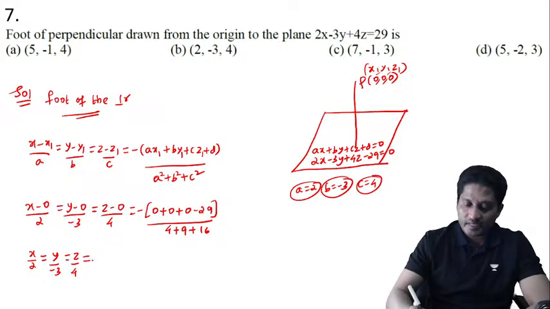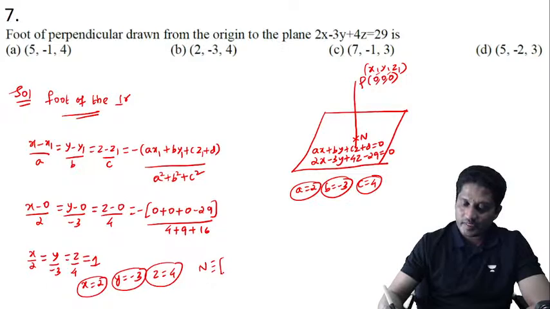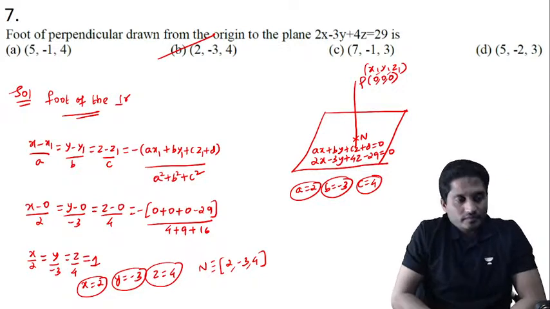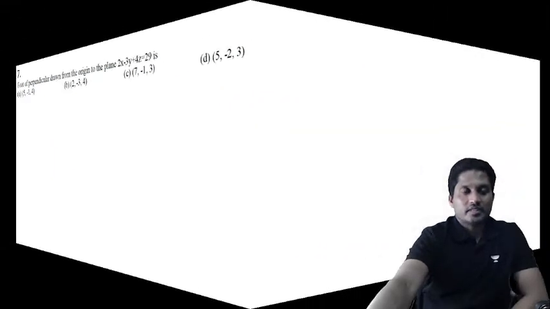Minus 29 by 29 is 1. Minus of minus. Right, if I cross multiply, you get x is equal to 2, y is equal to minus 3 and z is equal to 4. So what's the foot of the perpendicular now? Let's say this is N, the foot of the perpendicular. Foot of the perpendicular will be equal to 2, minus 3, 4. Answer is option B. Right, let's move to the next question.